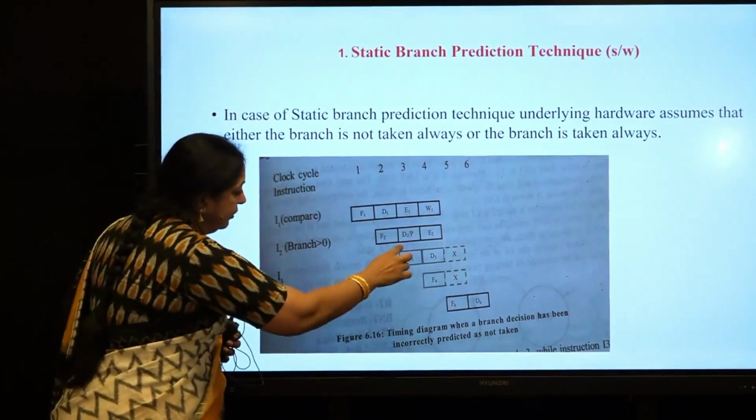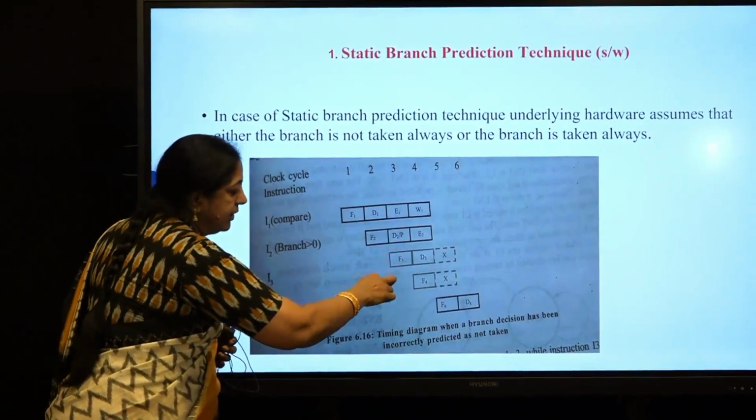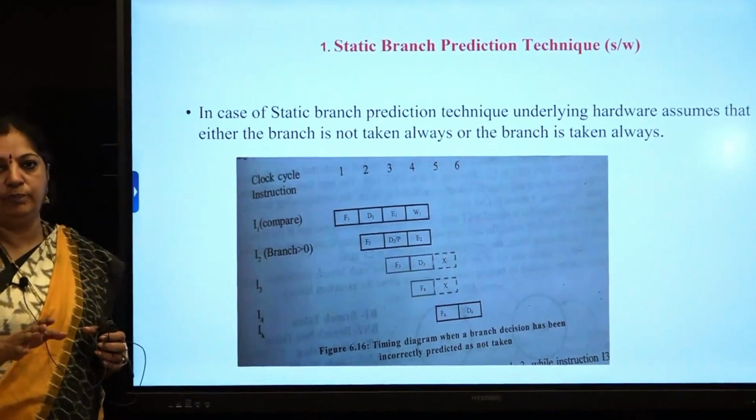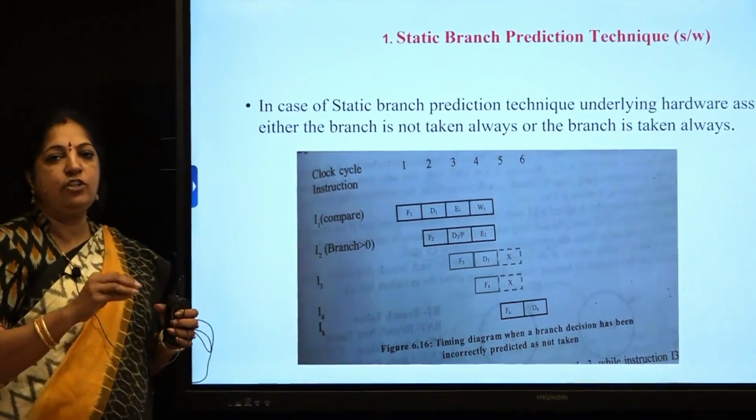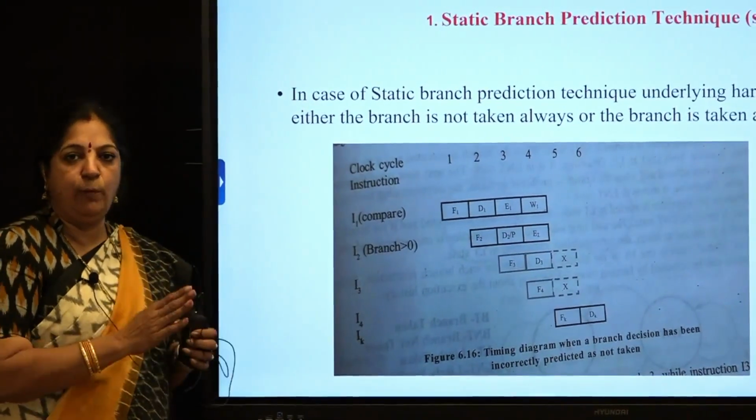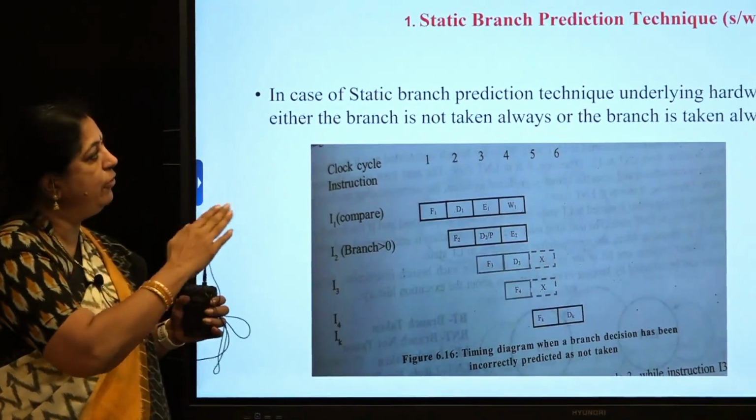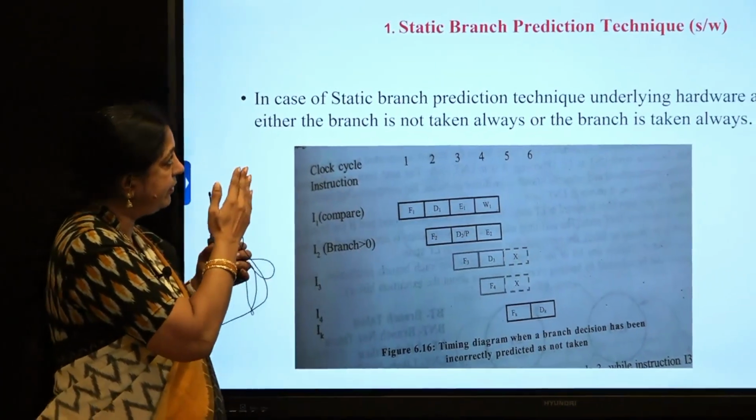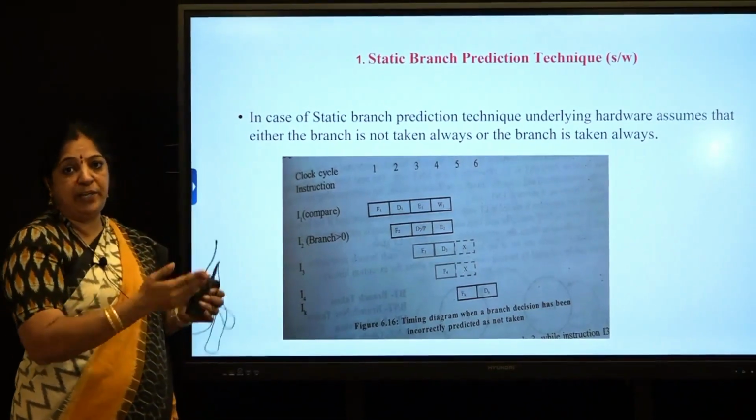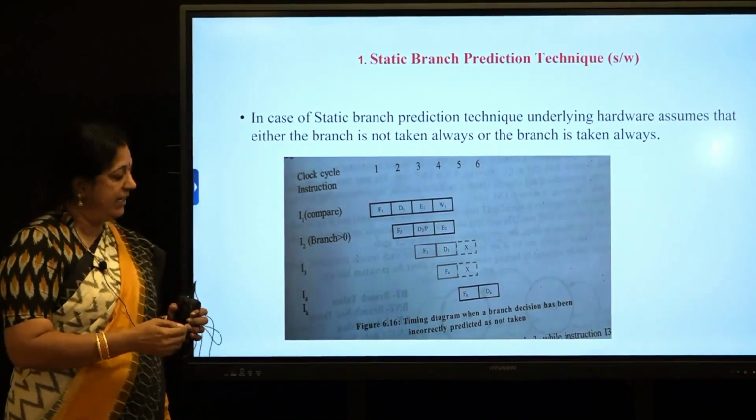So what we will do is, whatever we have executed until here will be removed, and it will be assumed that nothing is done, and we will go back. So that is one way how we implement branch prediction in the static manner.